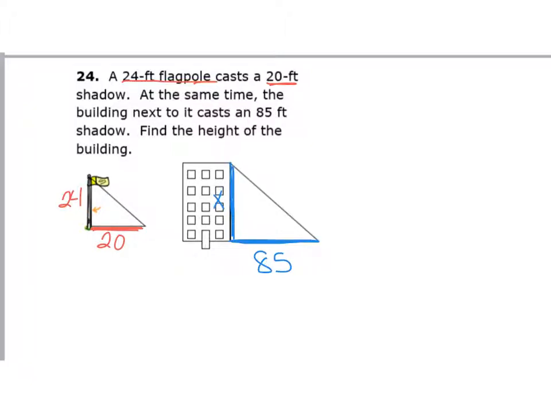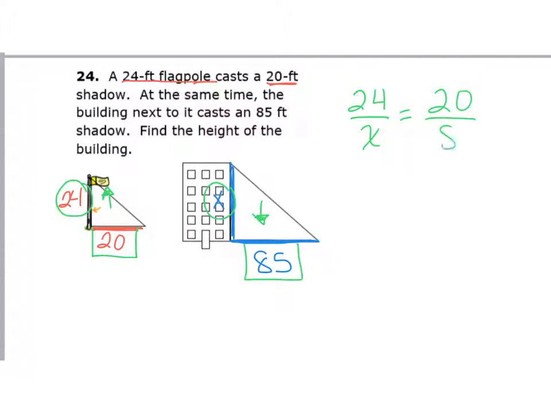Okay, so since it's happening at the same time, I can use proportions. I just need to make sure that I stay consistent. So again, I like to use my up arrow and my down arrow. I'm going to compare the height of the flagpole to the height of the building. That's going to be equal to the comparison of the shadows. The shadow of the flagpole to the shadow of the building.